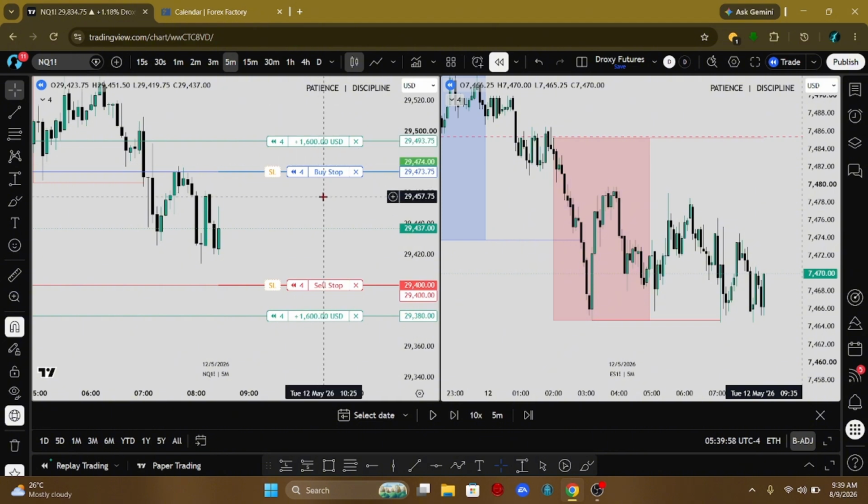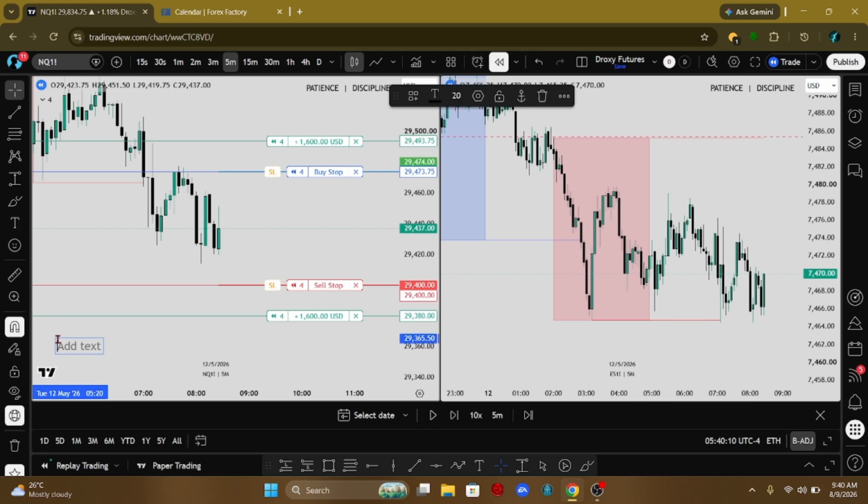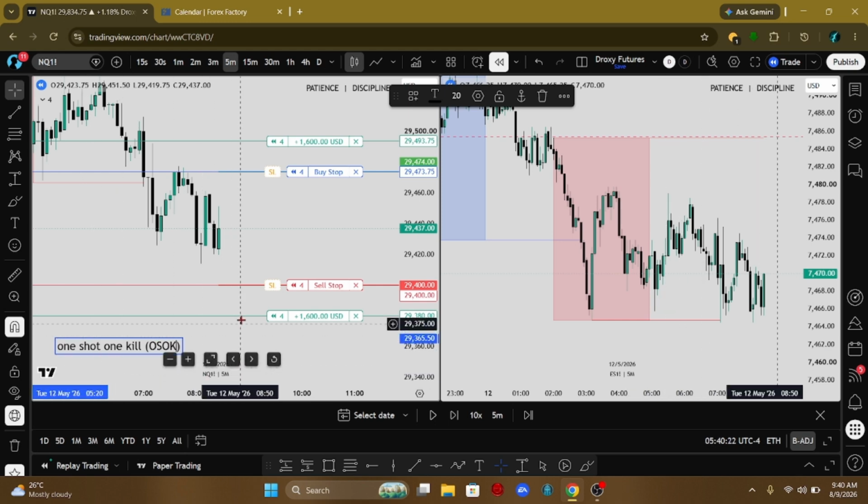So this one we go full size, we either blow the account or we pass the account. That's why we call it one shot, one kill. That's the reason for the name. Okay, it's called one shot, one kill.